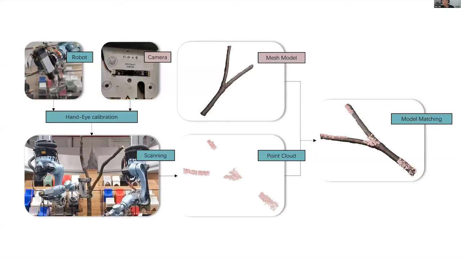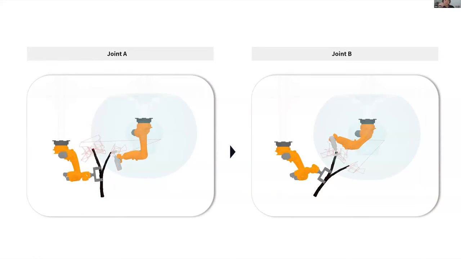Actually, taking use of the cooperative fabrication setup, in the fabrication process we will have a lot of problems in planning the paths for the robot to cut the different joints in one program. So we try to take the collaboration as a solution to this kind of path planning problem.